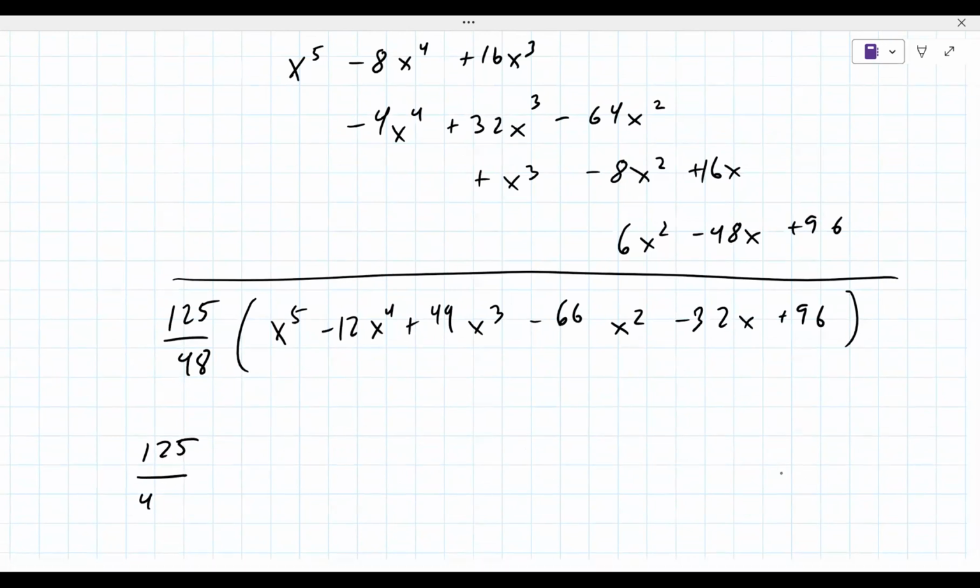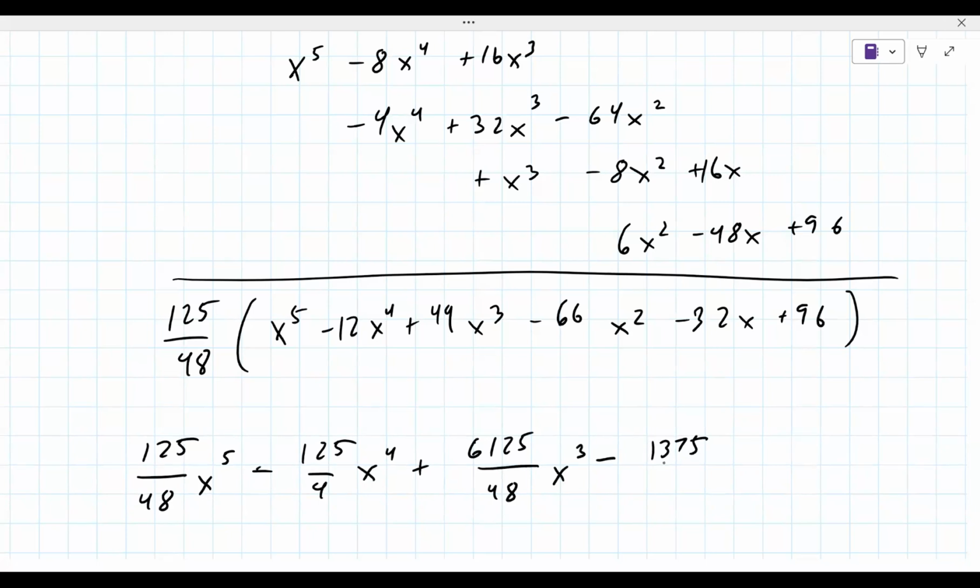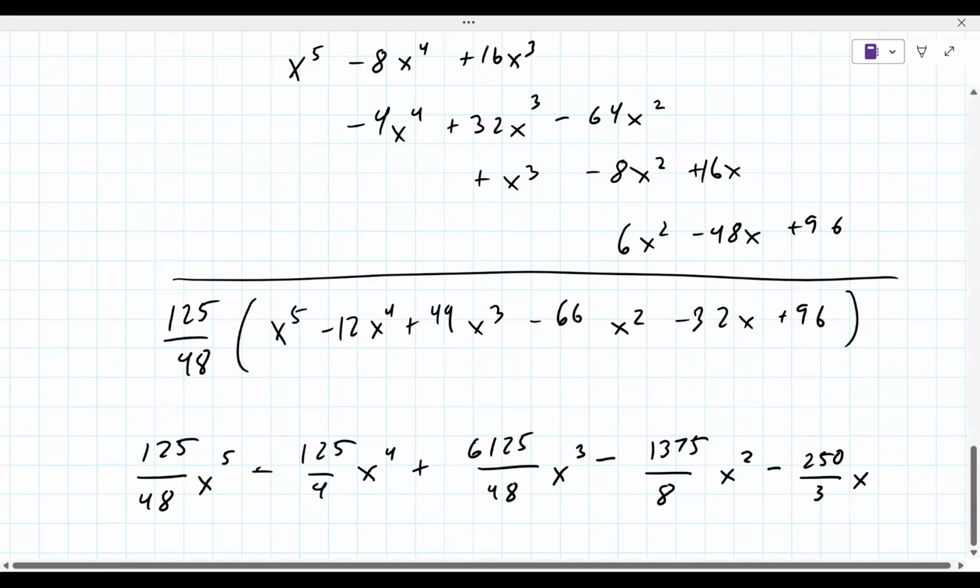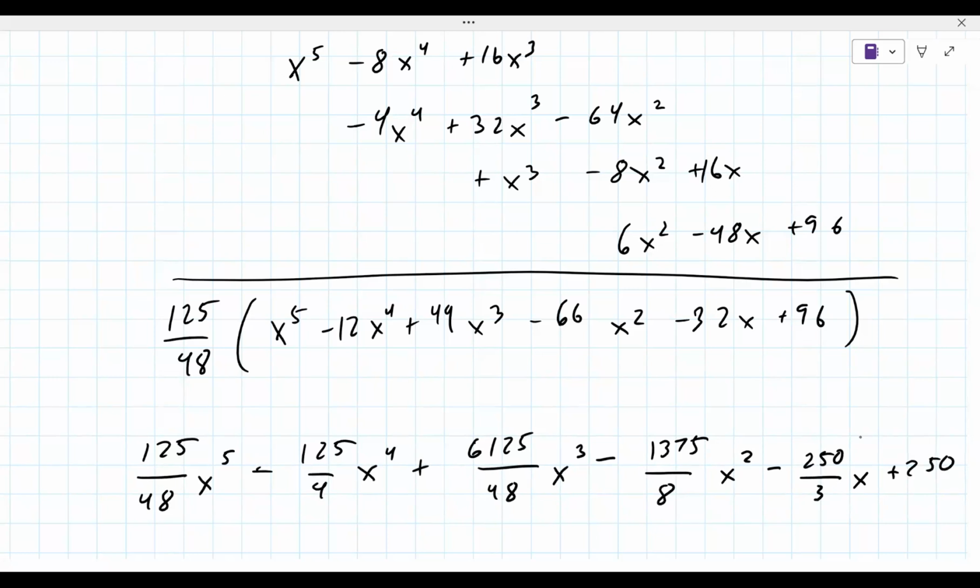So it's 125 over 48, x to the fifth, and then you just go to the calculator to get these other ones as fractions. So 125 over 48 times 12. So we get 1 minus 125 over 4x to the fourth plus 6,125 over 48x cubed minus 1,375 over 8x squared minus 250 over 3x plus 250. So there it is in standard form.